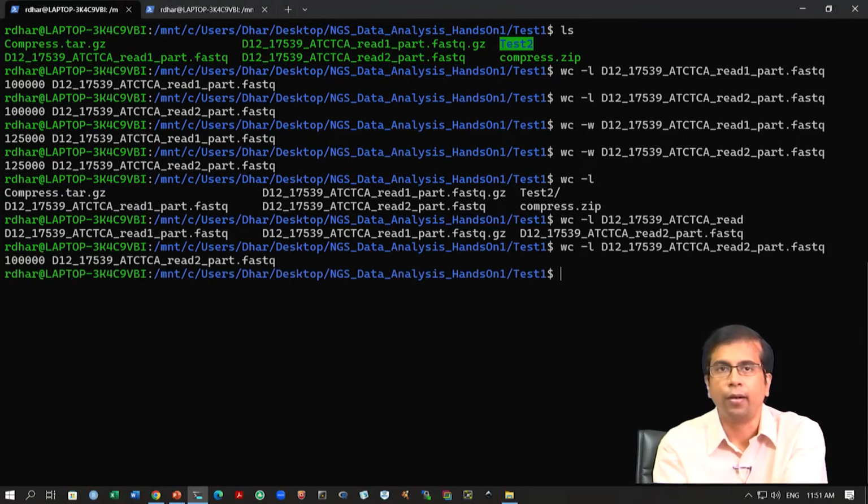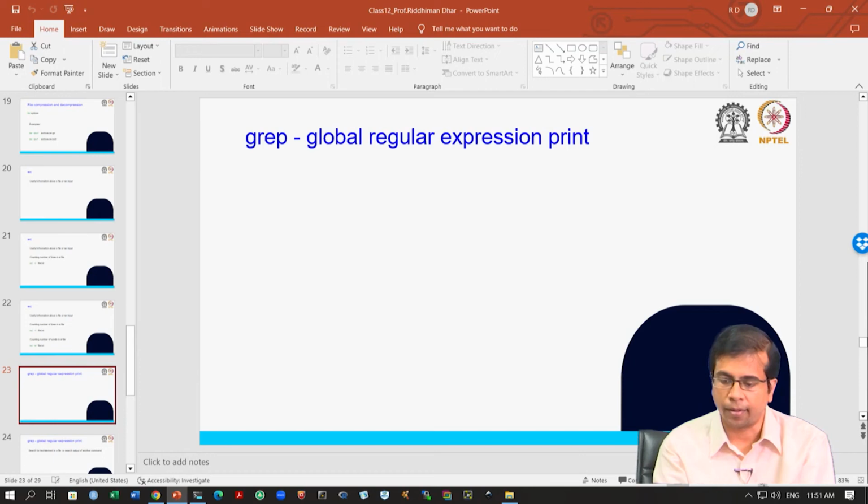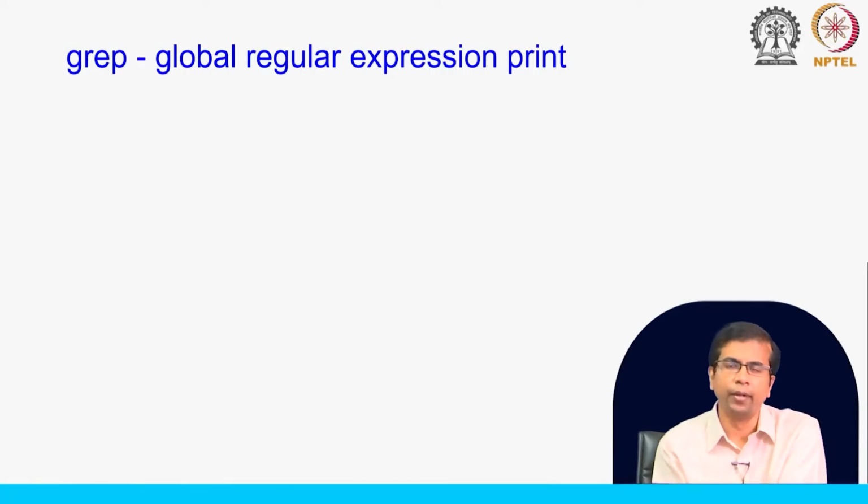All right. So you have understood how WC minus L and WC minus W work. Now let us go to the other important command that is actually very useful, as I have mentioned earlier. This is called grep. The full form is global regular expression print. So what is this global regular expression print?